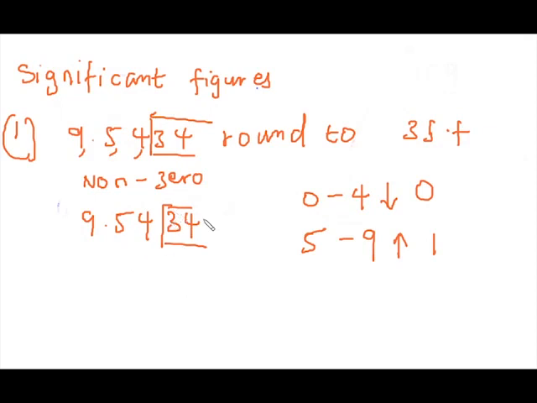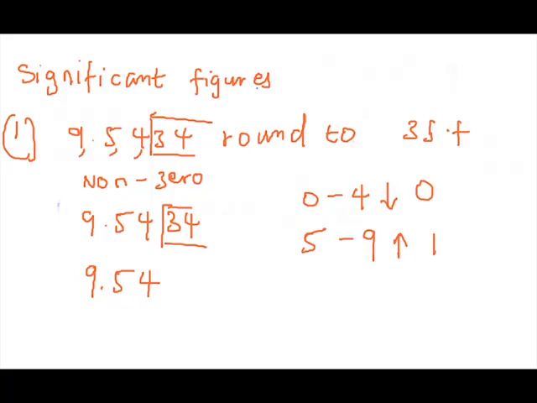So in this case we have 3. Now 3 is between the range of 0 to 4, so we round 3 down to 0 and then add it to this 4 here, the next number. Okay, so that is 9.54. So that means that 9.5434 to 3 significant figures is 9.54, right?